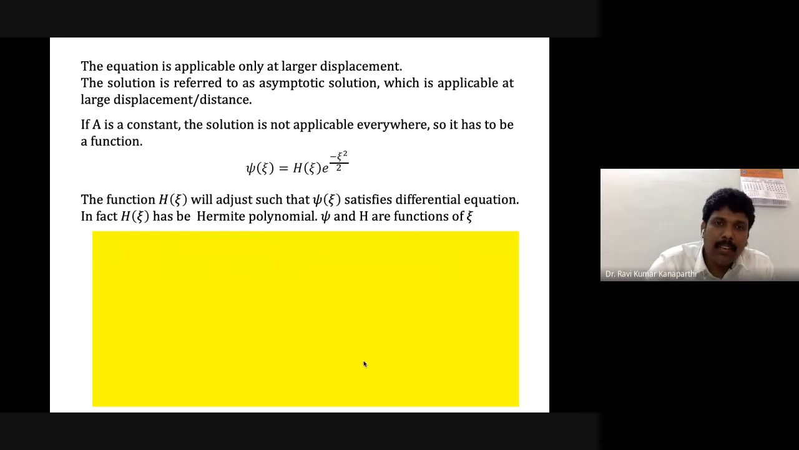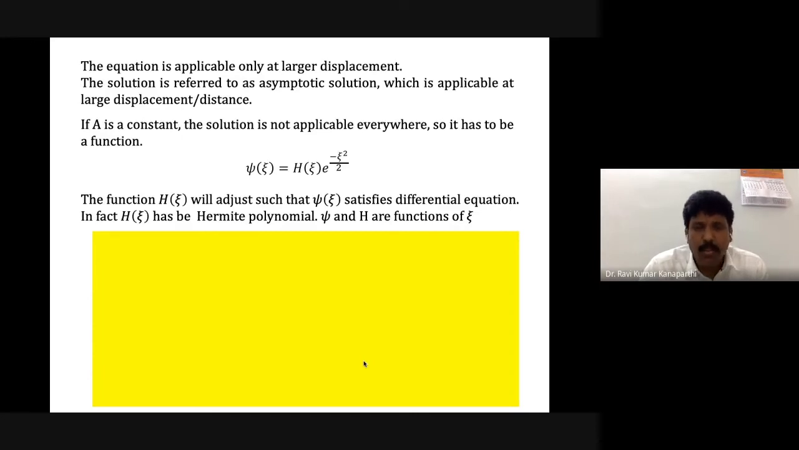Then ideally we need to have a solution that must be applicable everywhere. We don't want a solution that is only applicable at selective regions of the harmonic oscillator behavior. Therefore, in order to have a much broader solution which is applicable everywhere, the constant A which we have introduced remains a constant, and that is what limits it. But if this constant is replaced with some kind of mathematical function, then it is possible that we can have a complete solution.